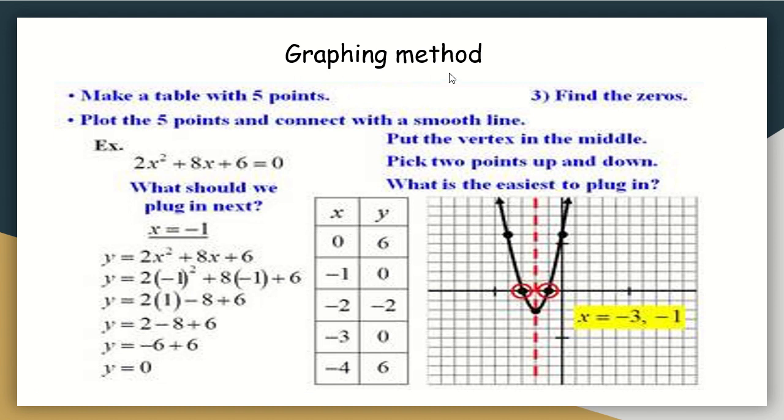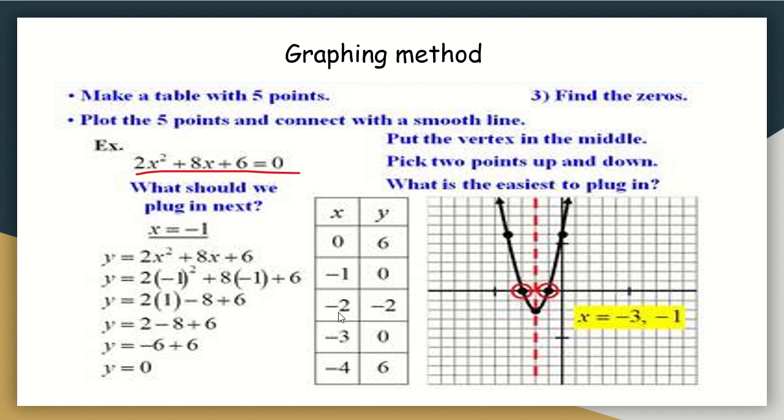As you know, the graphing method is very easy, right? Whatever quadratic equation is given, you take it as y equal to. So y equal to 2x squared plus 8x plus 6. First I substitute the value 0 for x, so what is the answer? You will get 6. Next I substitute the value of minus 1. What is the answer? You will get 2 into minus 1 the whole squared plus 8 into minus 1 plus 6. If I simplify that, my answer will be 0.